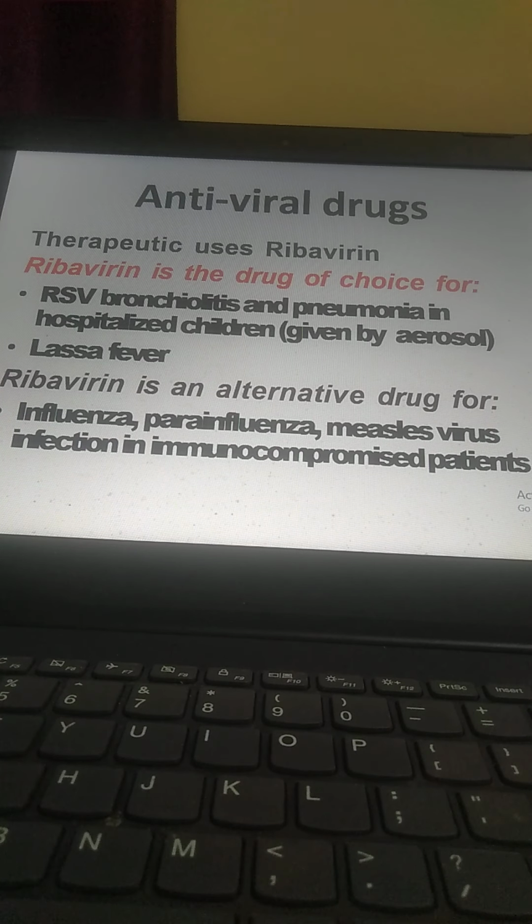Then, among antiviral drugs for hepatic viral infection, we also use interferons and lamivudine, a cytosine analog. This is for HBV, the hepatitis B virus.